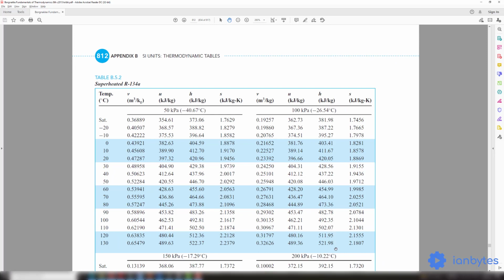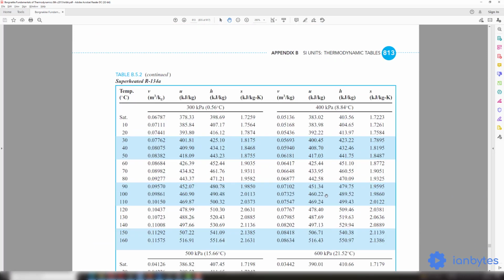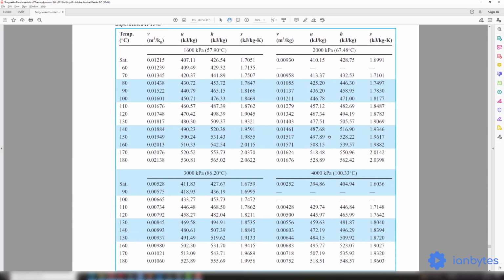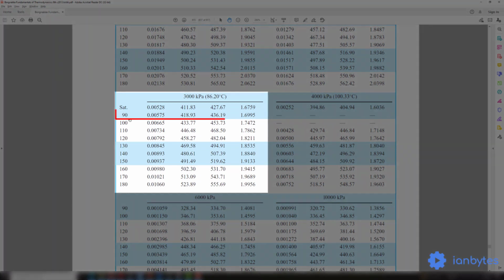Puntahan natin ang pressure na 3,000 kilopascals and it is somewhere here. At makikita natin na at 90 degrees Celsius, ang kanyang enthalpy ay 436.19. So you might be wondering kung bakit enthalpy ang ating hinahanap. If you can recall in our energy equation a while ago, we derived h1 is equal to u2. So the relevant property for our inlet state, which is state 1, is our enthalpy. Let us write down the value of this enthalpy.